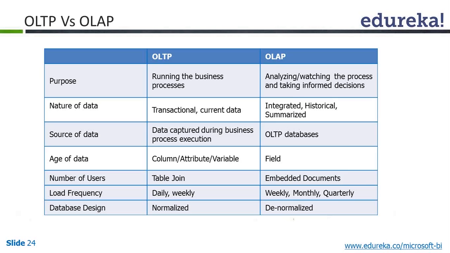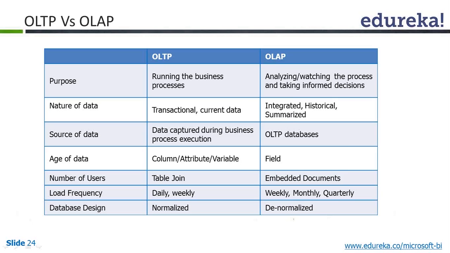Okay, so this is a very high level understanding of OLTP and OLAP. So this is a slide. We'll give you the slides and you can see the purpose of OLTP is running the business, right? But for OLAP it is not. It is used for analyzing and taking better decisions, right? As I told you, the nature of the data in OLTP systems is transactional. You go to the ATM, withdraw the money, transaction, right? Which is the current data. But in OLAP it is not like that. It is a summary version, or it is integrated.